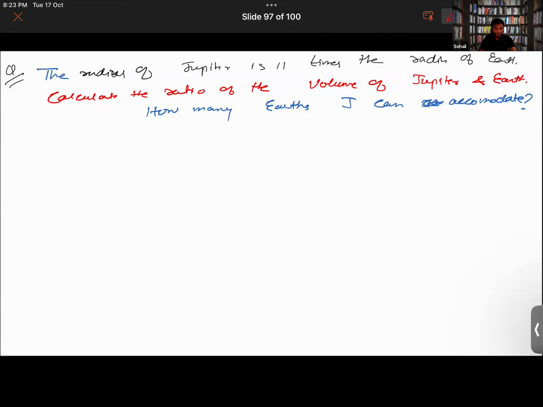After this chapter, today the chapter ends here. After this, we have got which chapters next? The pollution of water. Pollution of water is there. Okay.